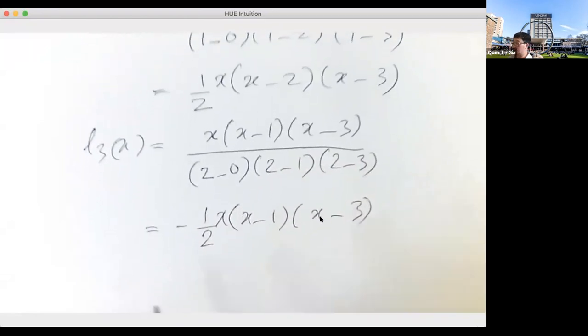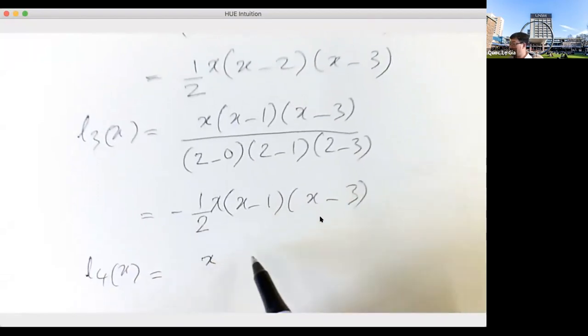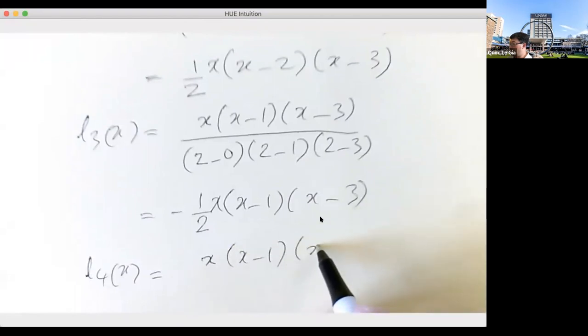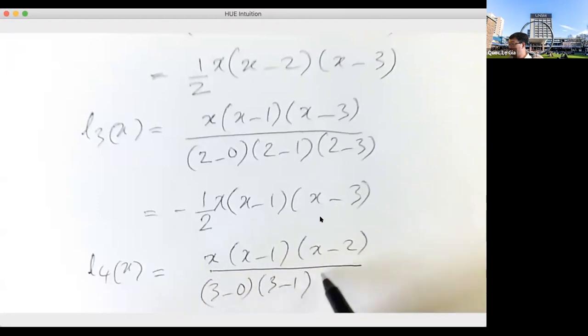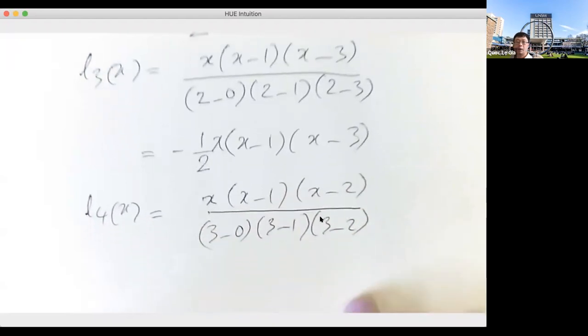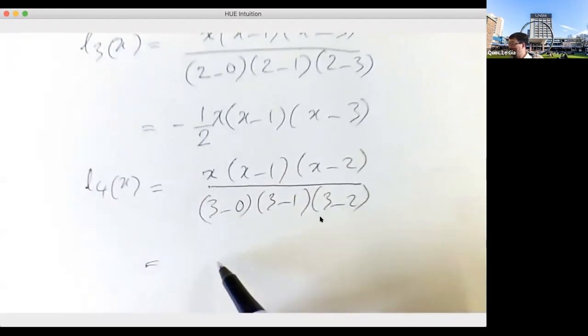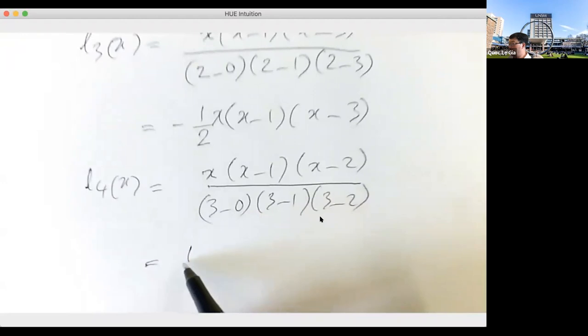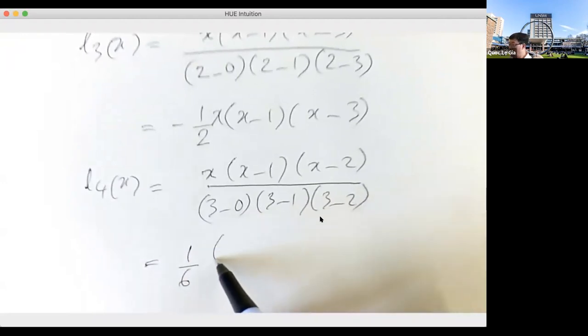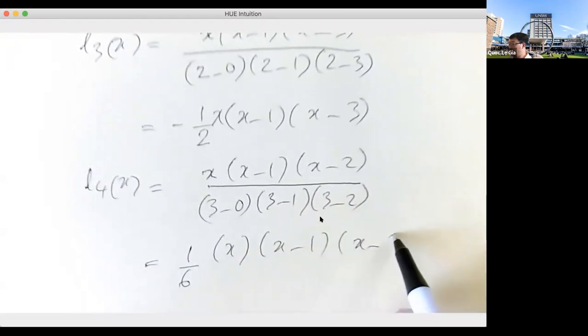Okay, and the last one is just the same, yeah? So x minus 0, x minus 1, x minus 2. You skip the last one, yeah? So then the last one is 3 minus 0, 3 minus 1, 3 minus 2. And then this one gives you, so 3 here, 2 here is 6, it's 1. So 1/6, x minus 1, x minus 2.